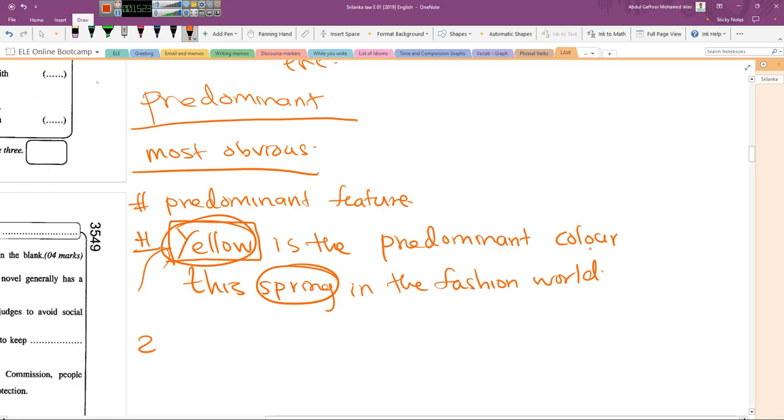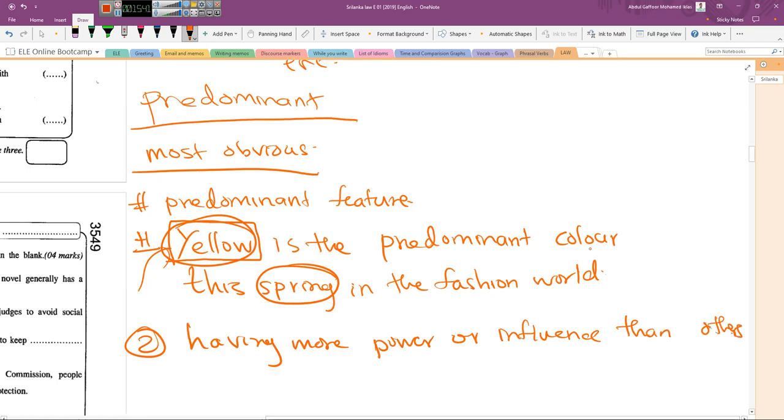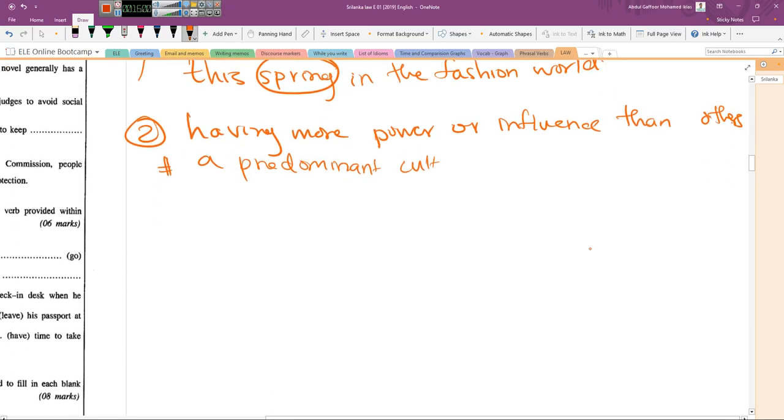So it has another meaning also. The second meaning is having more power or influence than others, right? So for example, a predominant culture. For example, Western culture has become a predominant culture in the modern world, right? So if you want to construct sentences, you may use these vocabularies, right?